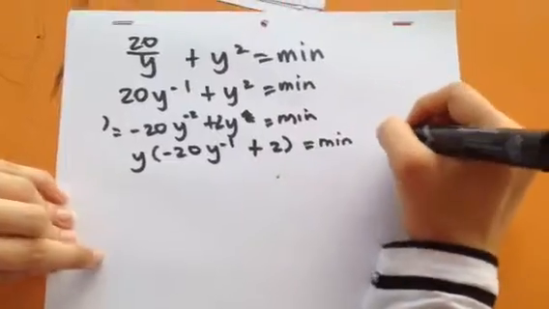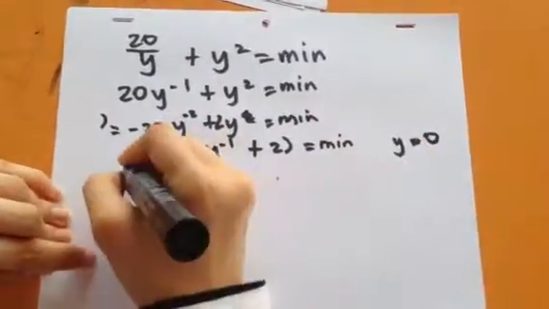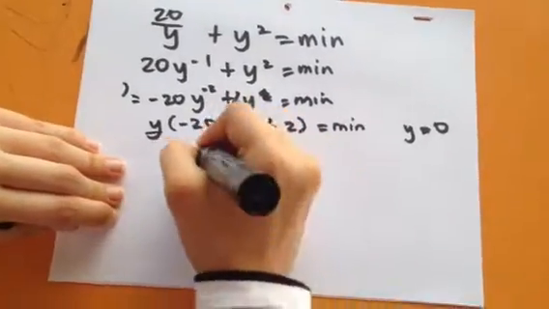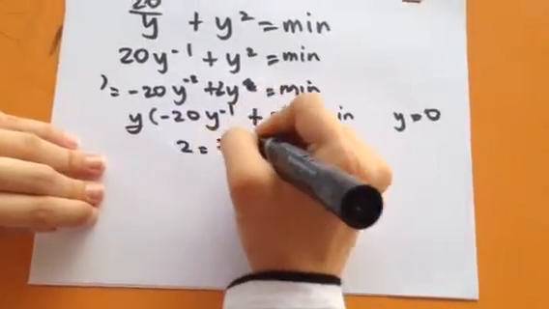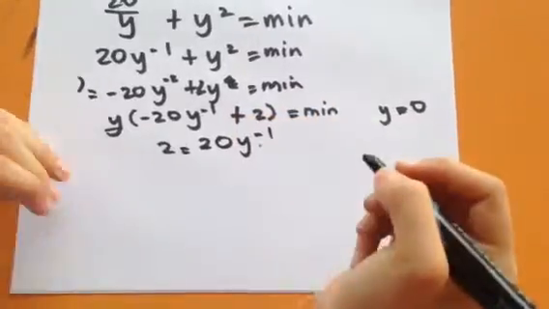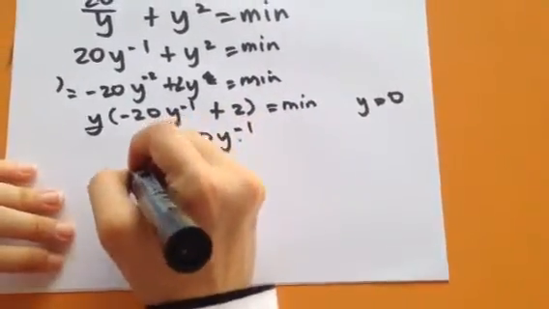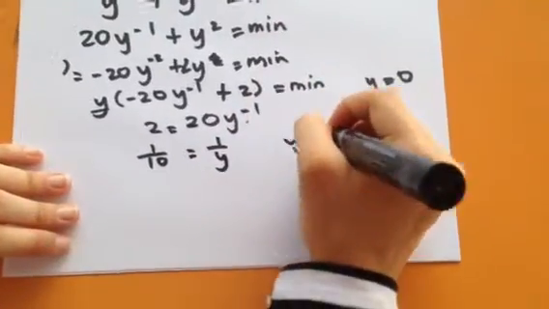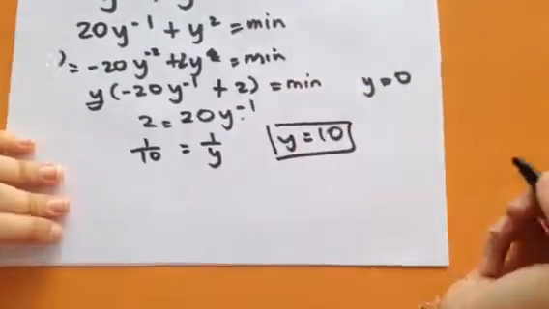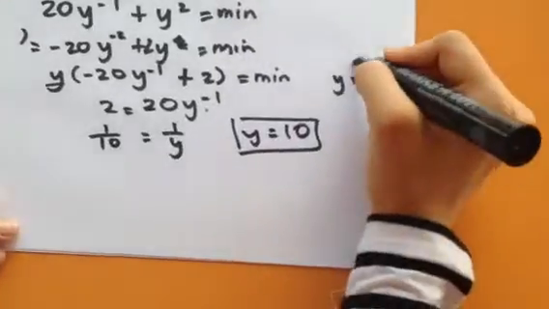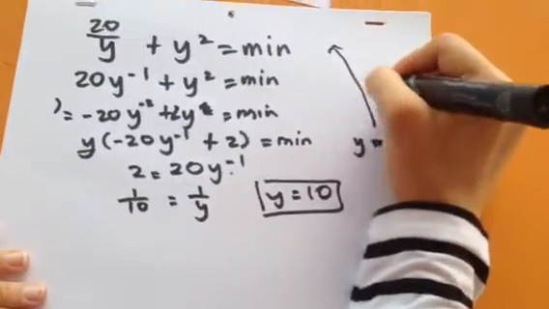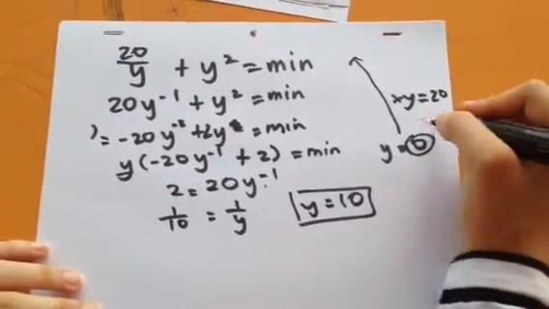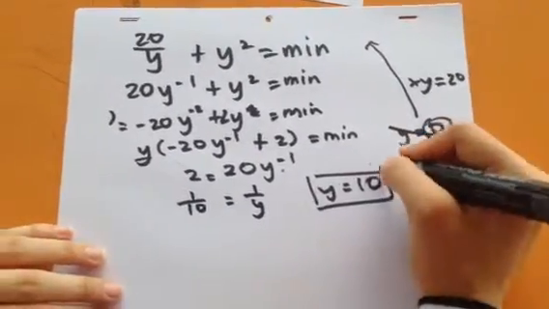So y here can equal 0 from here, and then in here do 2 equals 20 y to the negative 1. Divide it by 20, so 1 over 10 equals 1 over y. So y equals 10. If you plug this into the first equation, that was x times y equals 20, you'll find that this number doesn't work. So you cross that out, and it has to be this one.